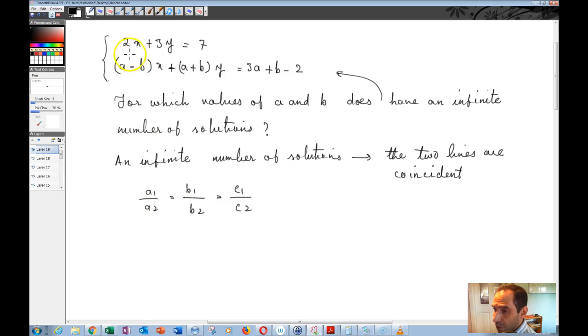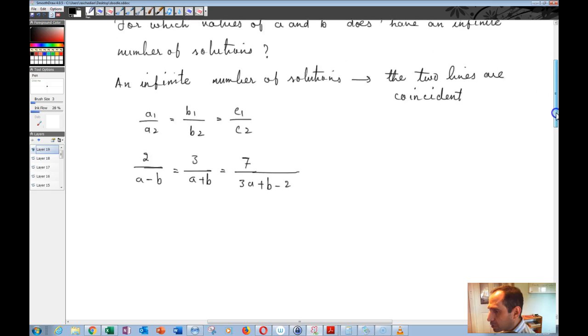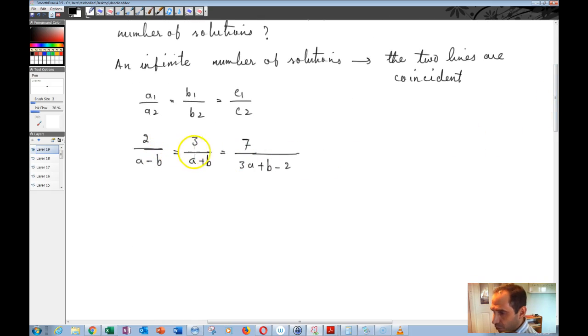So what you can do is write your A1 as 2 over here, and A2 is A minus B. Your B1 is 3. Your B2 is A plus B. And your C1 is equal to 7. Actually, you need to take all of these to the other side of the equation. Otherwise, it doesn't really matter because both of them are on the same side of the equation, and the negatives would cancel out. So you don't have to worry about that. So you can simply write this as 7 and 3a plus b minus 2. Okay. So now you can solve this equation over here.